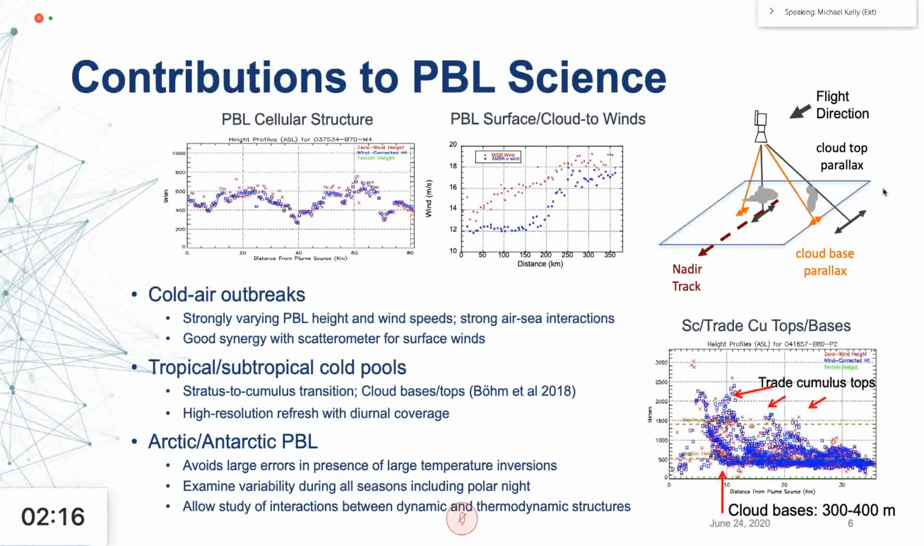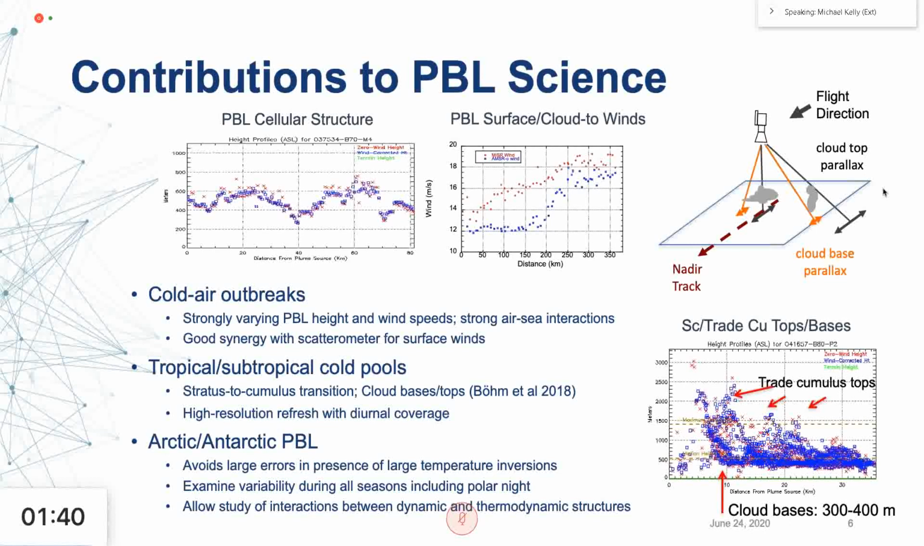So what are the contributions to PBL science? We see basically 3 examples there. Cold air outbreaks: you can look at the difference in the cellular structure. That's an example from MISR that we've calculated there. Tropical and subtropical clouds: you can look at the cloud bases and cloud tops. That's a very interesting methodology developed by Bohm et al. in 2018 for MISR. And then looking at the Arctic and Antarctic PBL.